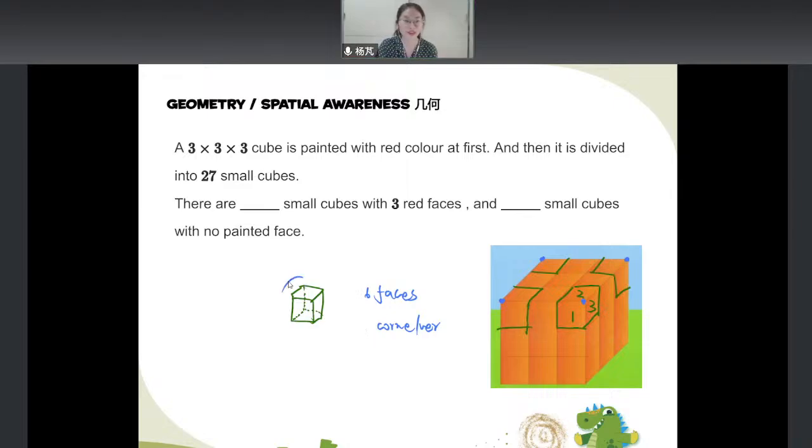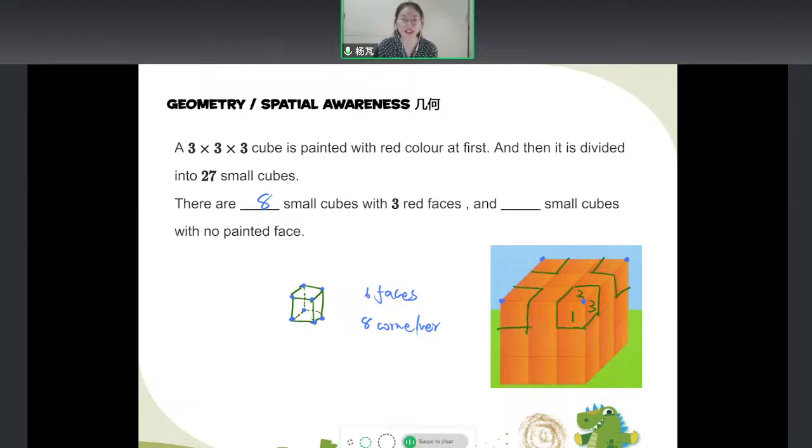Here it is. On the top, we have 1, 2, 3, 4. What about the bottom? Another 1, 2, 3, 4. Yes, well, there will be 8 corners. If there are 8 corners, that means we have 8 cubes at the corner. All of these 8 cubes have 3 painted faces. So the first blank is 3.